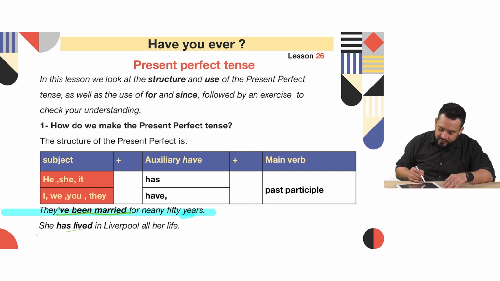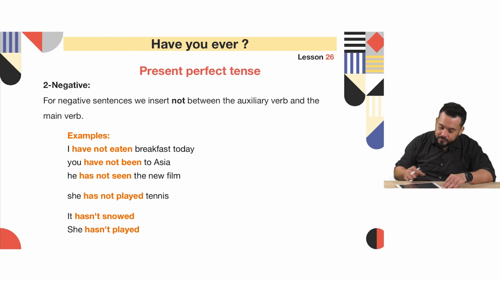She has lived in Liverpool for all her life. So if we have she, the subject, has, the auxiliary, lived, the past participle.